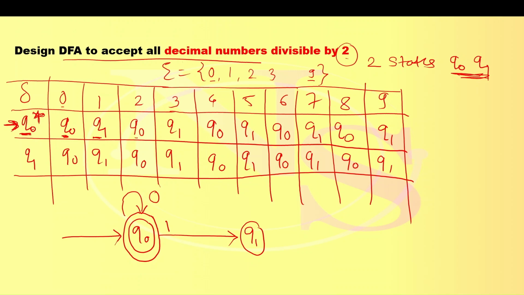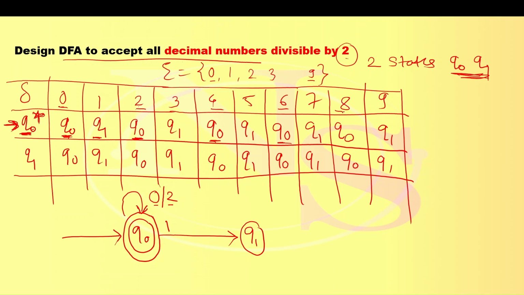Again Q0 going to Q0 for symbol 2, so we have a self loop. We can add 2 here. How to read this? Q0 reading 0 or 2 going to Q0. If you observe this table, you can complete this diagram within a minute. How? See, Q0 reading 0 going to Q0. For which other symbols going to Q0? See, Q0 going to Q0, Q0, Q0, but for which symbols? 0, 2, 4, 6, 8.